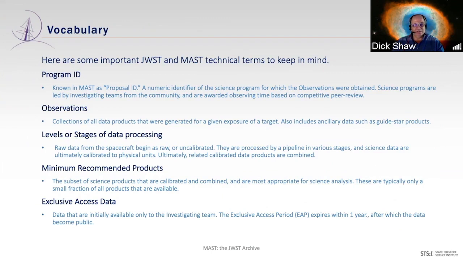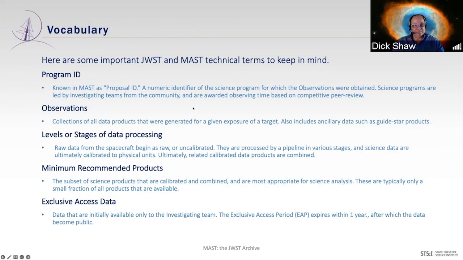There's observations with a capital O that have a special meaning in MAST. They're really placeholders for collections of all data products that were generated for a given exposure of a target. It also includes ancillary data of other things, GuideStar products and so on. But all those are bundled up underneath the thing we call observations.